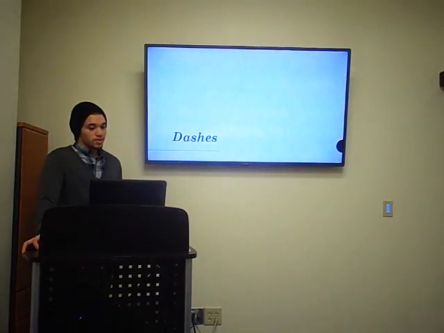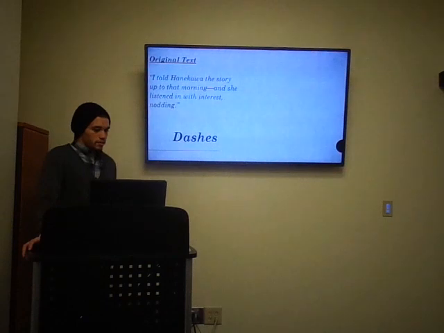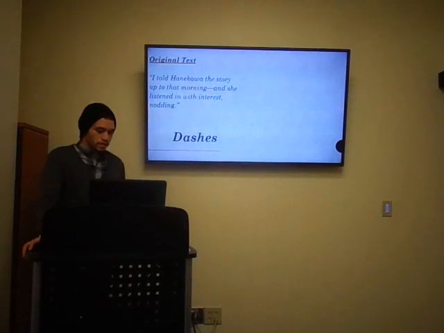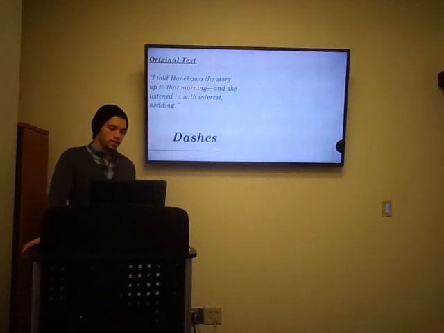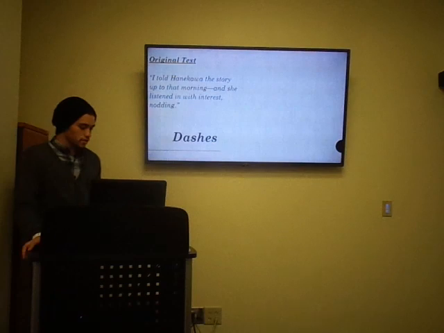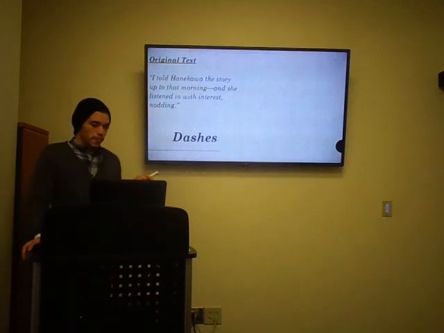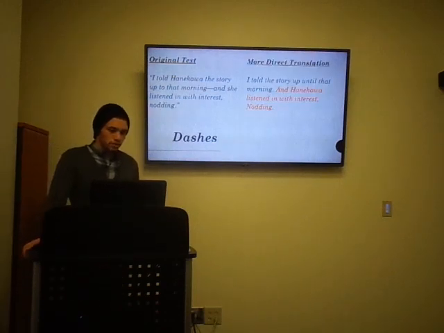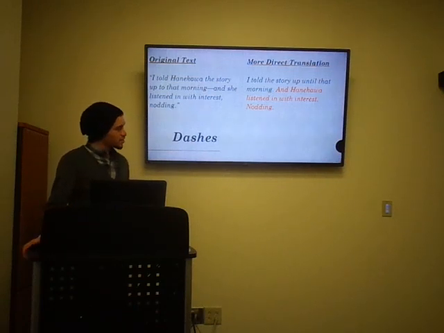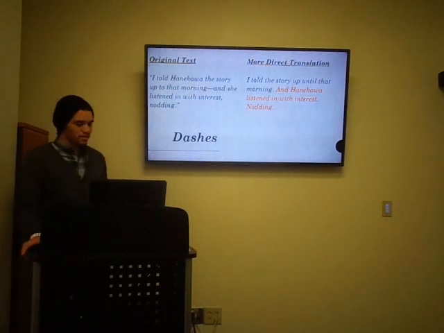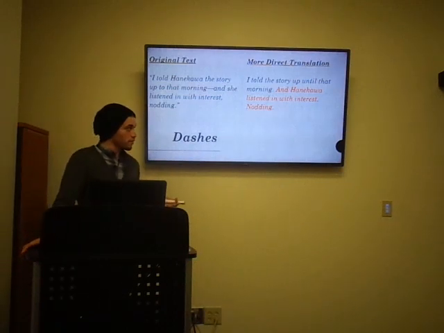He decides to use dashes. Here's a basic example. In the original translation, he has, I told Hanakawa a story after that morning, and she listened in with interest, nodding. It's a fine sentence. It works. It's grammatically correct. But a more direct translation would be, I told the story up until that moment, and Hanakawa listened in with interest, nodding. It reads the same, but when you look at it on a page, it feels much different.